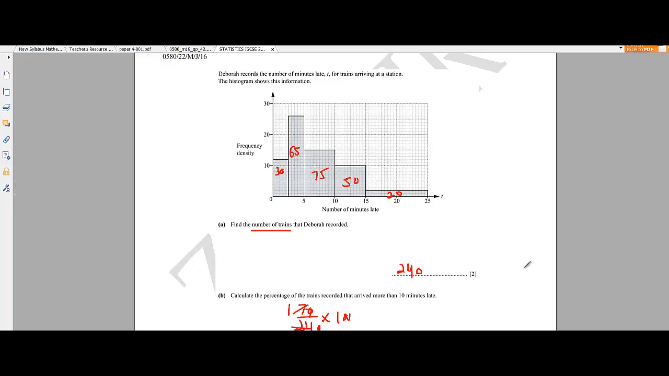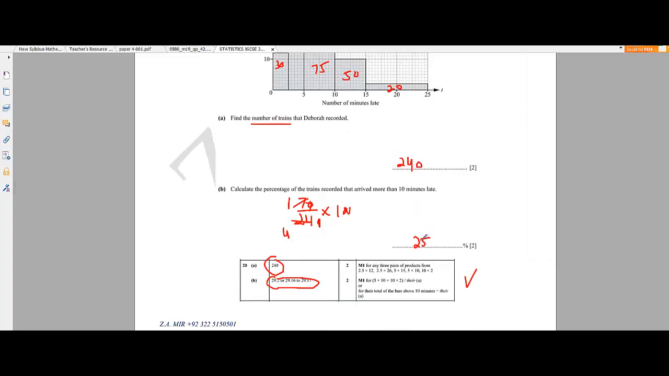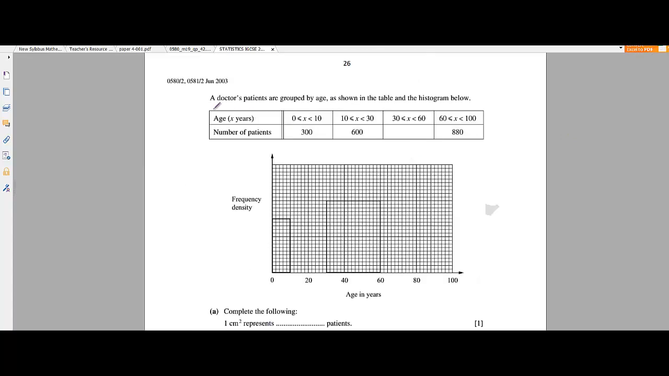7 fours and 4, 25%. So 25, and the percentage sign is already given, no need to write it again. So it is not 25, it is 29.2%. Okay, we confirm it from the calculator now.